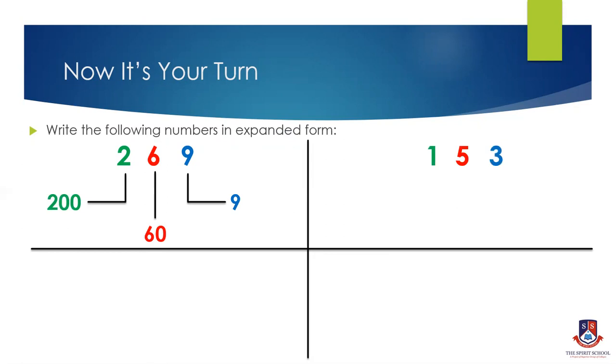Similarly, here we have a similar question. You are going to solve it using the similar pattern. 3 is the first digit from the right of the number 153, so it is representing the ones place value, and here 3 is 3. Now 5 is the second digit from the right, so it is representing 50, and 1 is the third digit from the right, and it is representing 100.